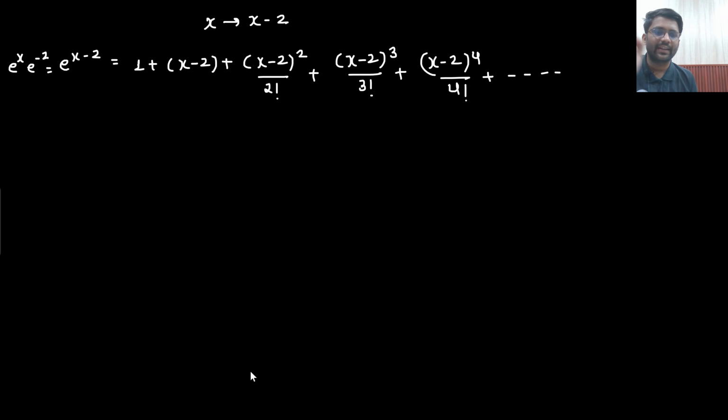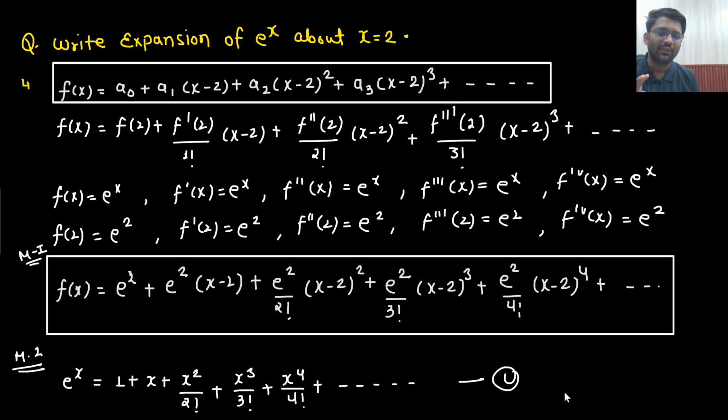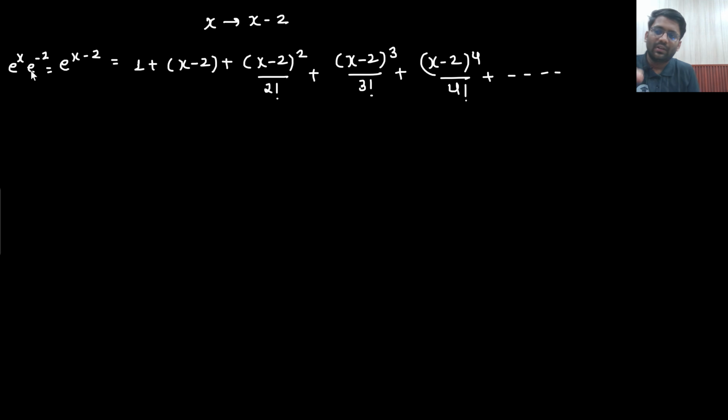So eventually you need the expression of e to the power x, no? Eventually you need that e to the power x, which is f(x). e to the power x should be written as some constant value and so on. In that manner you need. So this e to the power x minus 2 could be written as e to the power x times e to the power minus 2. Now this e to the power minus 2 goes here.